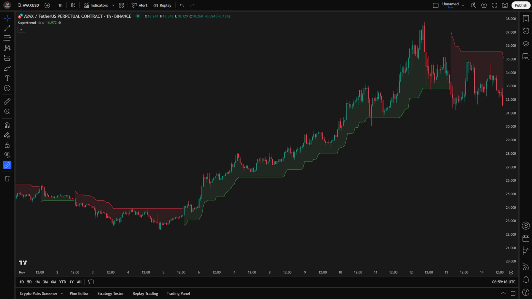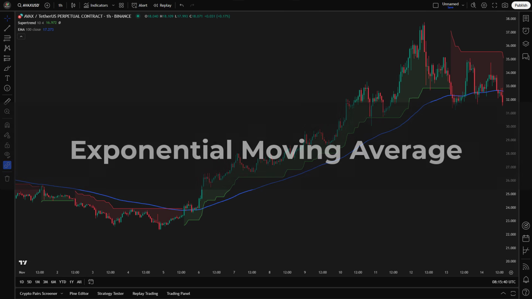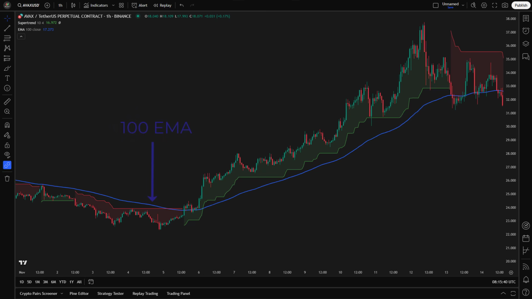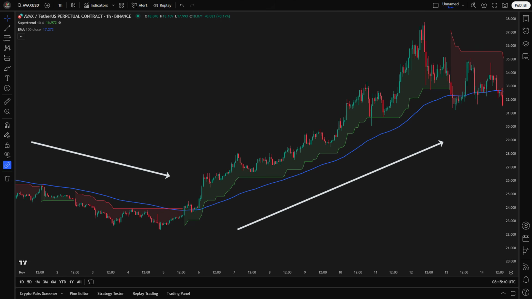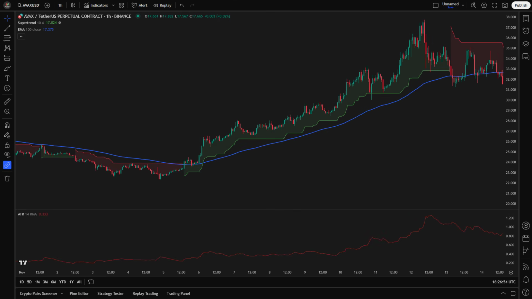We can't rely on the supertrend alone. That's why we'll be using the exponential moving average as our trend filter. It acts as a dynamic support or resistance level, helping us stay on the right side of the market. When the price is above the 100 EMA, we consider the market to be in an uptrend and will only look for long positions. When the price is below, it signals a downtrend and we will only take short positions. By combining the EMA with the supertrend, we align our trades with the dominant trend and avoid going against market momentum.